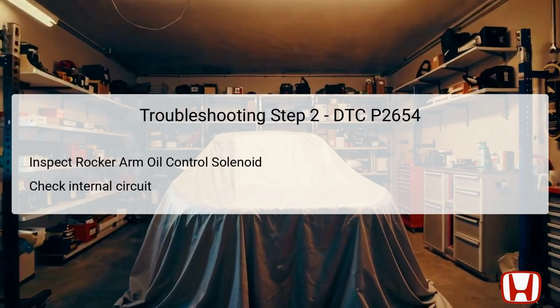The second troubleshooting step involves inspecting the rocker arm oil control solenoid itself. First, the 2P connector of the solenoid should be disconnected to prevent any interference during the testing procedure.